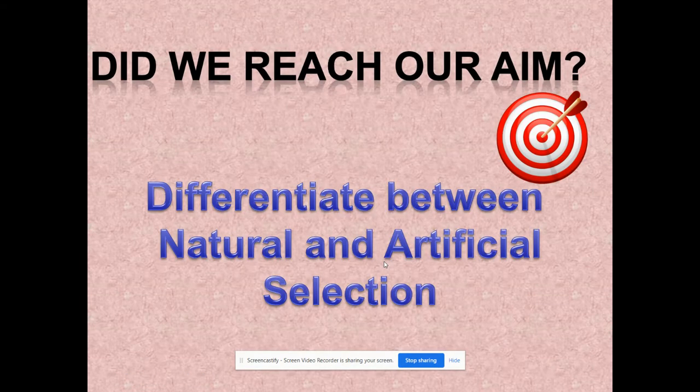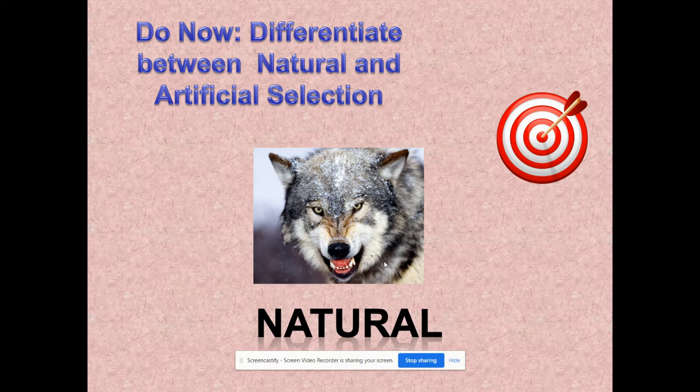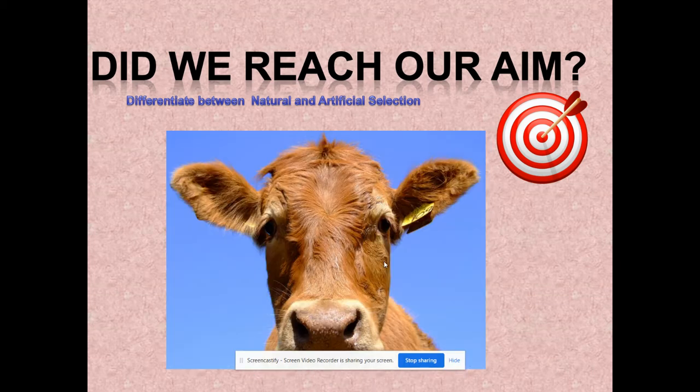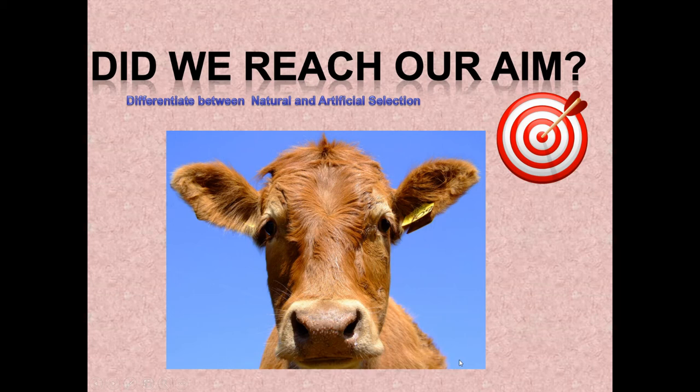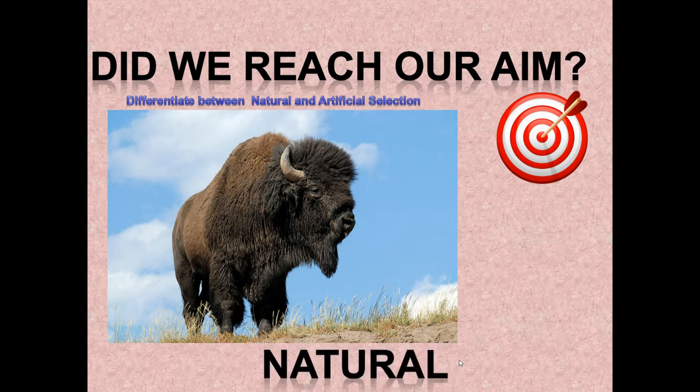All right, so have we reached our goal? Can we differentiate between natural selection and artificial selection? Tell me: the wolf, naturally selected or artificially selected? Good. If you pick natural, you are correct. The dog, same species, these two dogs, artificial or natural? Artificial. Good. How about the cow? Artificial. The bison, natural.